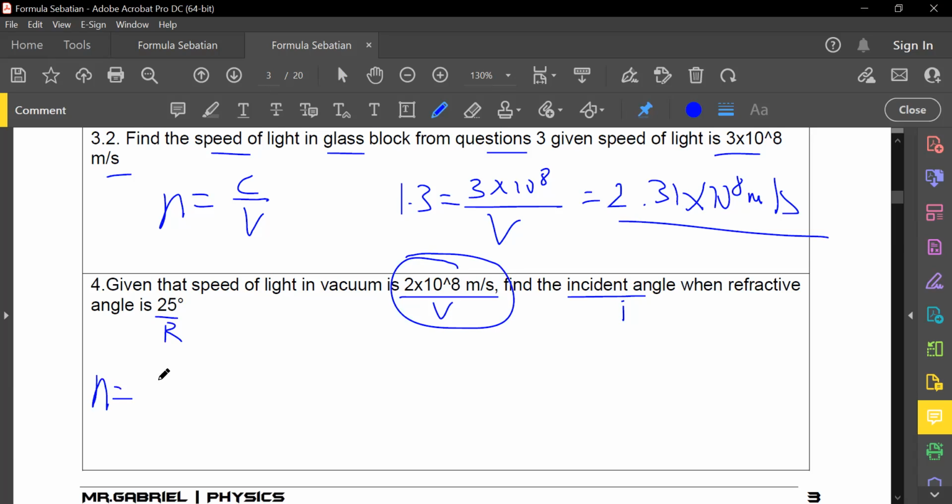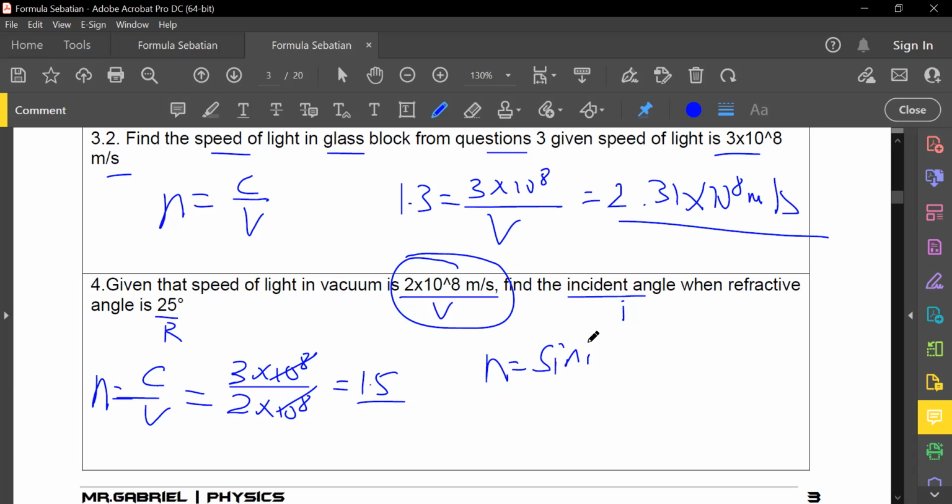In order to find the refractive index, you need to use this information. You're supposed to use the n equals c over v formula, which in this case here will be 3 times 10 to the power of 8 divided by 2 times 10 to the power of 8, right? This is your first step here. Then you're going to get a refractive index that is clearly 1.5 because these two cut off, right? Then with this refractive index, you can find the incident angle using the n equals sine I over sine R formula. In this case here, your I will be unknown, but your R will be 25.